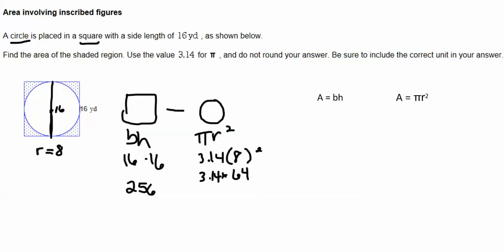So in your calculator, 3.14 times 64 is 200 and 96 hundredths, or 200.96. That's our area of the circle. And then we're going to subtract those 2. That will give us the area of the dotted part, or the shaded region. So 256 minus 200.96 is 55 and 4 hundredths. It doesn't want us to round, so that's our answer, 55.04. And our label is yards squared, because we're talking about area.